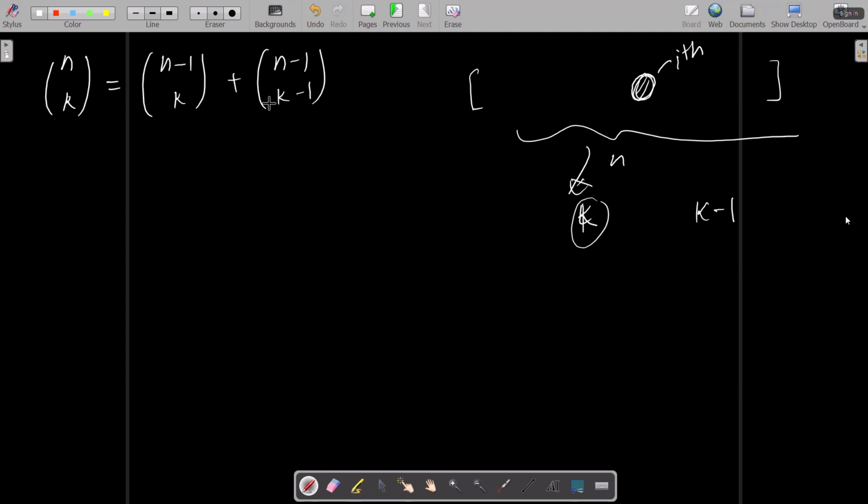Then, if we decide not to take the ith element, we need to take k elements from the rest of the n minus 1 elements. So the actual number of combinations is the sum of these two. This corresponds to taking k elements from n minus 1, and this one is taking k minus 1 elements from n minus 1 elements. So that is how this recursion works, and I have this recursion in my GitHub as well.